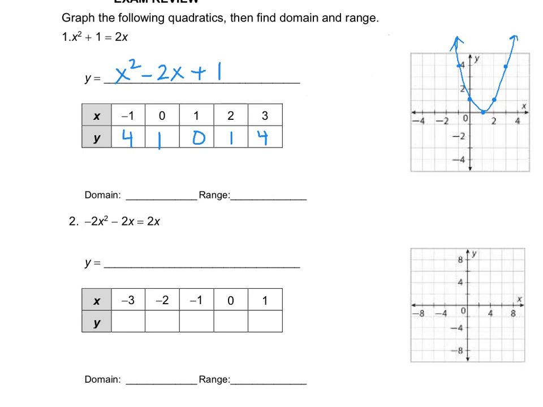After looking at the graph, you can see that the domain is negative infinity to positive infinity. And the range is from 0, which is included, to positive infinity, which means it goes up.